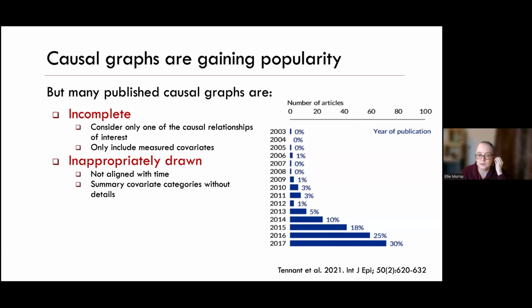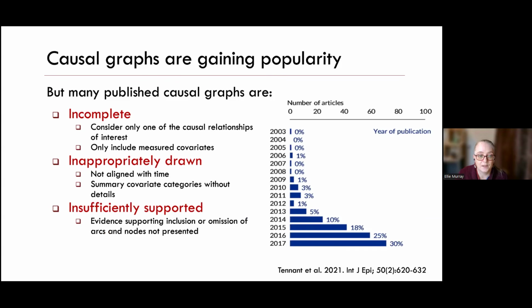Another one that's really common to see is these summary covariate categories. Sometimes we call these super covariates, where they simply present some category like socioeconomic status, and they don't go into detail about what is in that category and how the components of that category, the actual underlying variables that you might measure, are related to the rest of the variables on the graph.